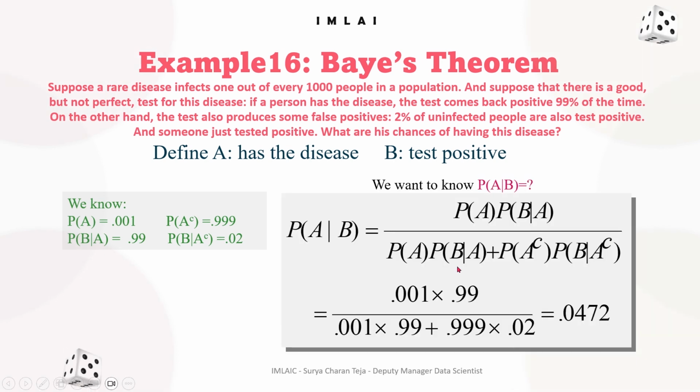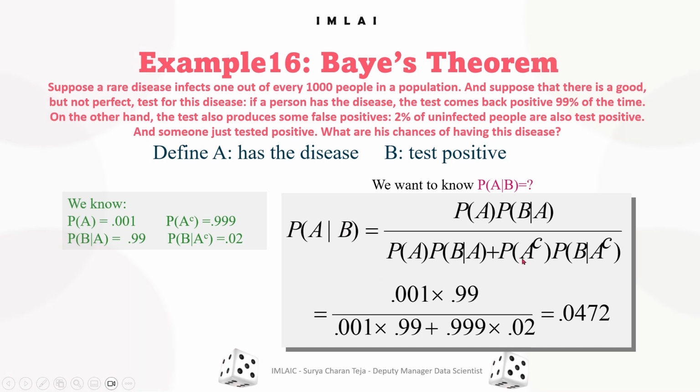Okay, so the second part, the probability of false positive, is 2%, 0.02. So now we want to know the probability of A given B, the probability that the person is infected given the evidence of B, that is the test positive from the test. So again, you have the prior probability and you have the evidence. Now you have to calculate the posterior probability.